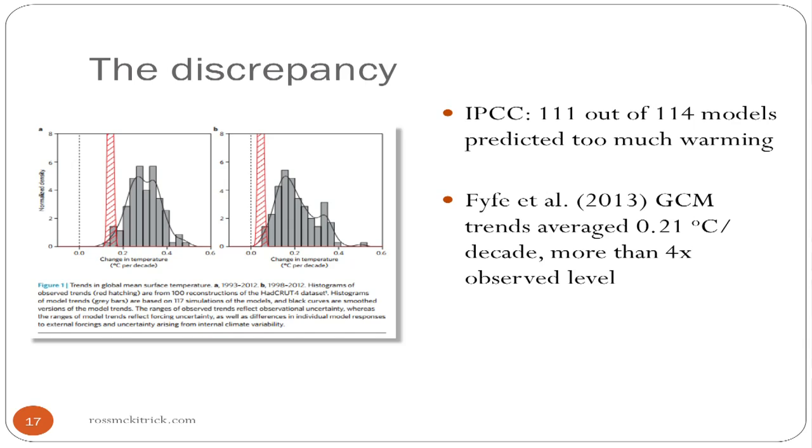Now, this is a pair of graphs from a recent paper by Fyfe et al. And the histogram, looking at the panel on the left, the way that's constructed is to take all the models, run them over 1993 to 2012, so a 20-year span, calculate the warming trend that they predicted, and that warming trend then is represented as one of those gray bars. So the gray bar tells you the size of the warming trend that the model predicted. And so there's a distribution of them. Some of them are fairly low, some of them are much higher, most of them are clustered in the middle.